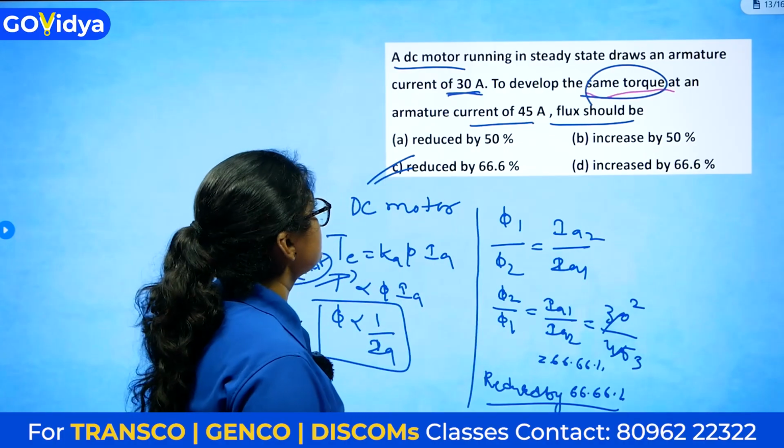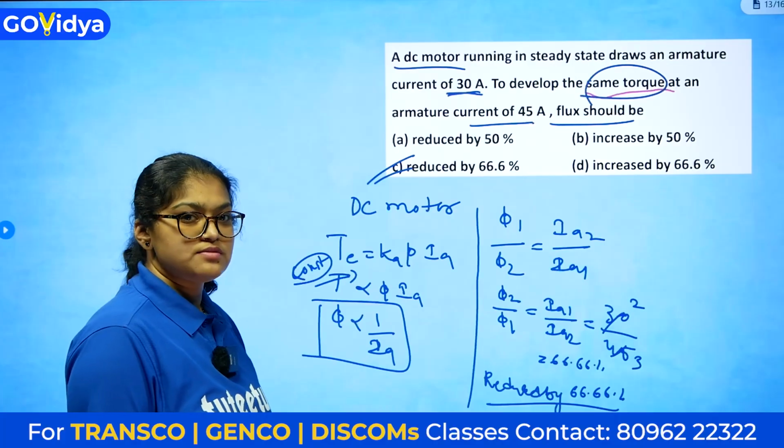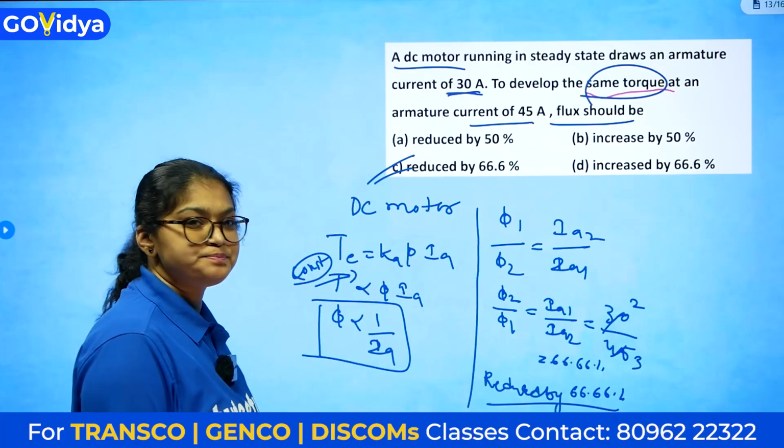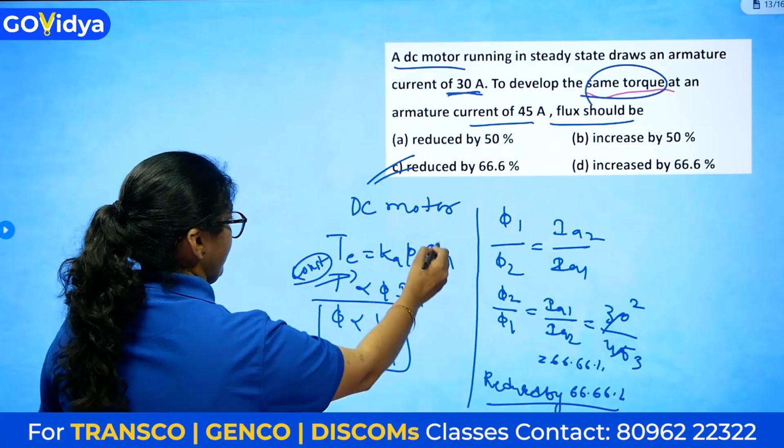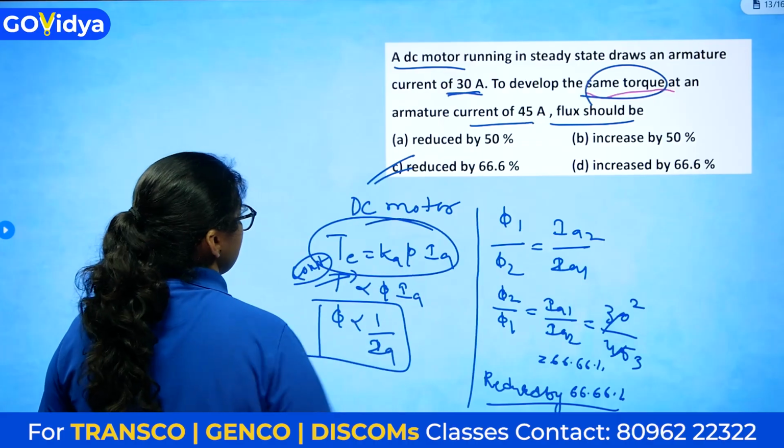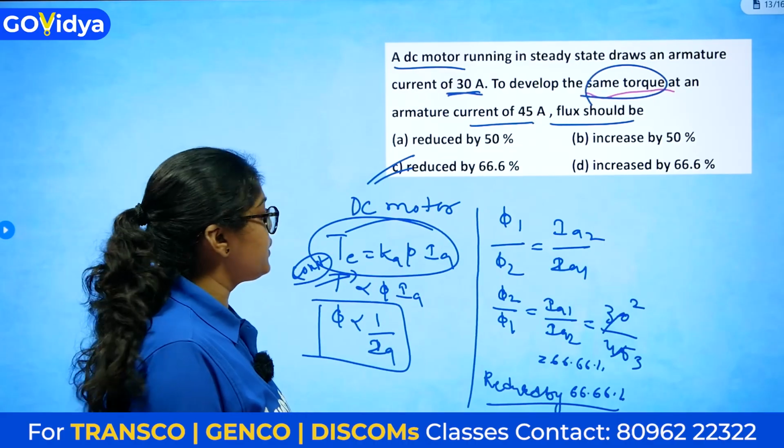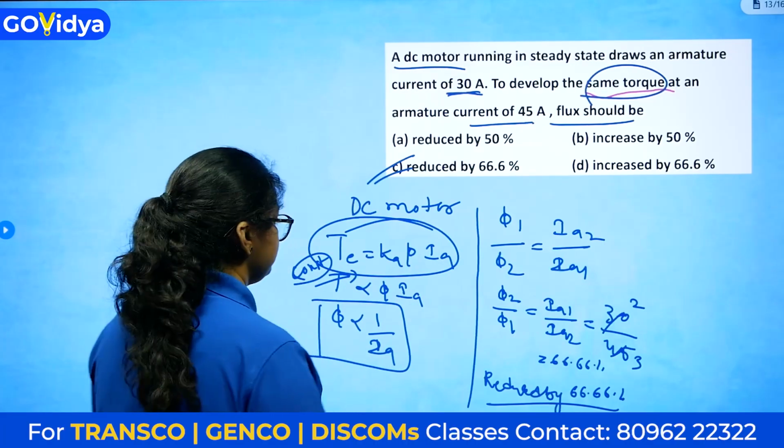Clear? So if I know the performance equations, I can solve the problem. Yes or not? So I have used the performance equation, that is T is equal to Ka into phi Ia. Next question.